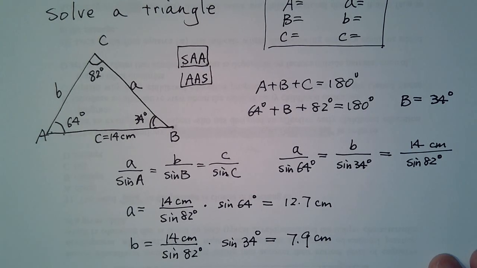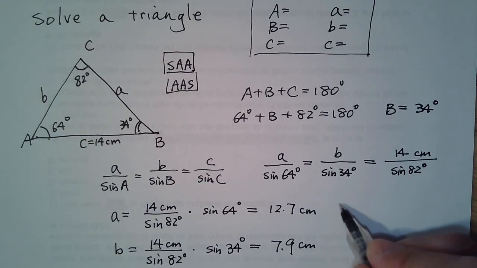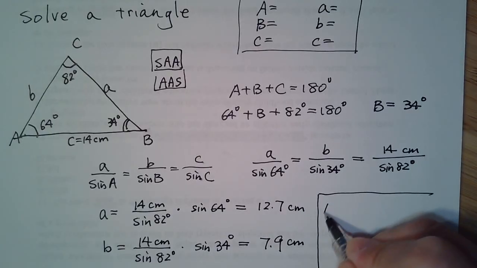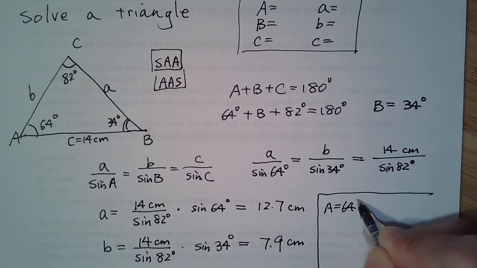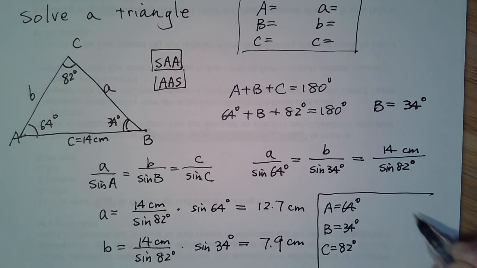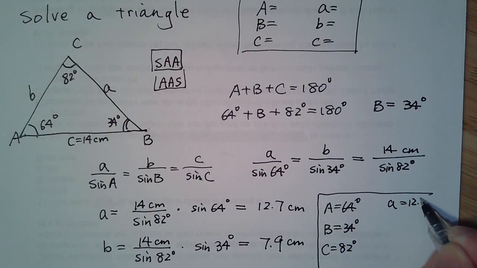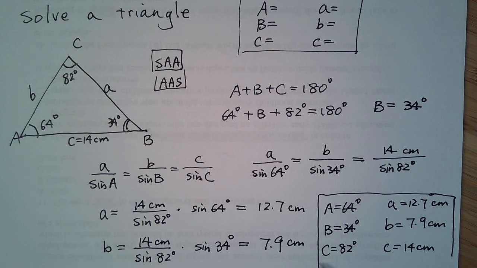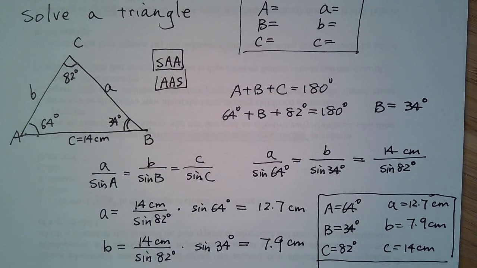So when I ask you to solve the triangle, it's my habit, I always write my answer like this. My capital A is 64, capital B is 34, and my C is 82, and the little a is 12.7 centimeter, little b 7.9 centimeter, and little c as given is 14 centimeter. So this is my solution to a triangle.